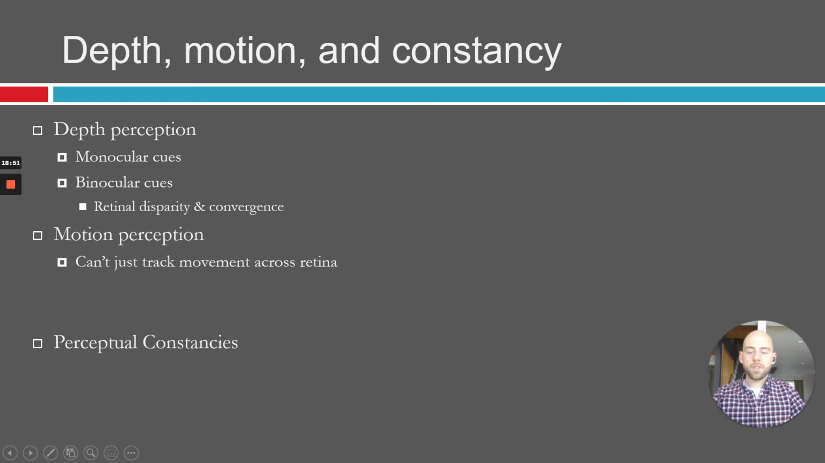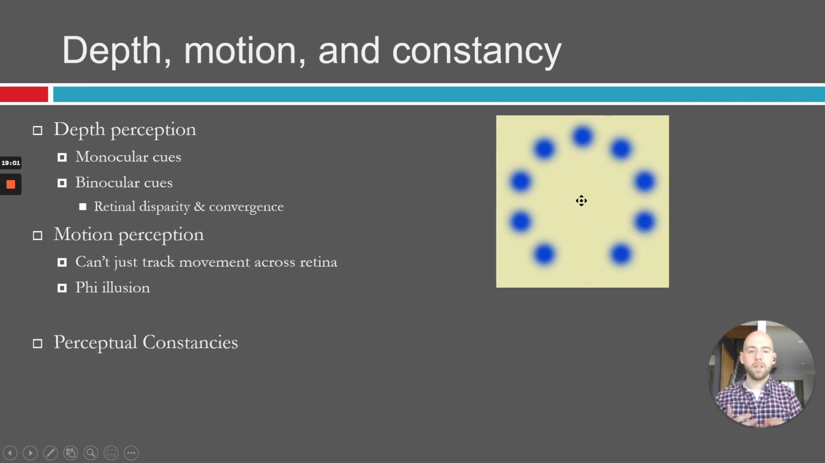Motion perception gets really complicated. It's really hard for you to just track motion across your retina. An example of this might be this thing called the Phi illusion, where you sense motion even though there really isn't motion. You see this absence of a dot moving in a circle, or perhaps even an incomplete circle turning, even though it's actually just that things are appearing and disappearing. And this Phi illusion is really how we can consume a lot of media, right?